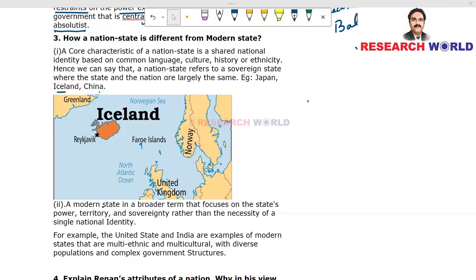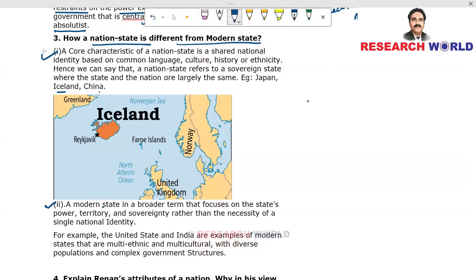Okay, now we will move on to the third question. The question is how a nation state is different from a modern state. This could be a very, very important question. Okay, now here we have got two important points, slightly lengthy one with examples, but these points are really crucial.